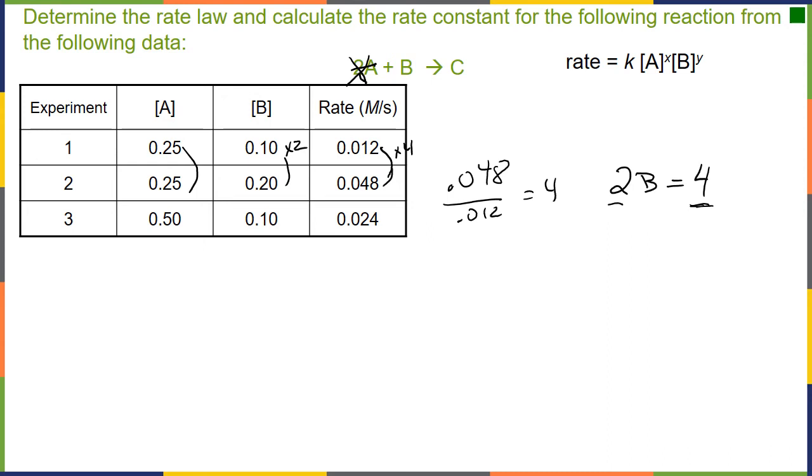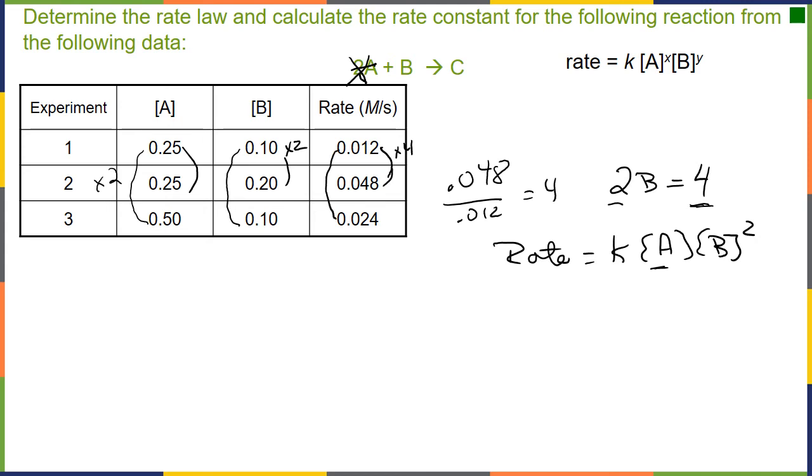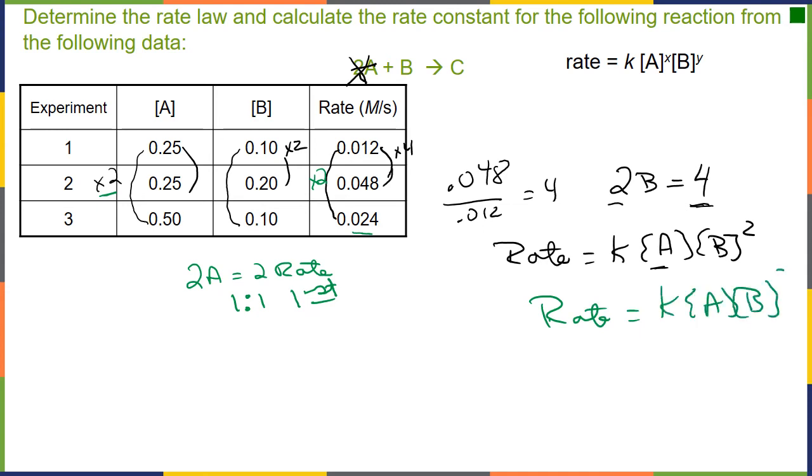Or if we do this longhand, actually let's finish this one, then do it longhand. So here we go. This tells us the rate is equal to some k times A times B squared. We need to find out A as well. We're going to find A by using runs 1 and 3. We're doing 1 and 3 because A is going to go up by 2, and our rate is also going to go up by 2, from 0.012 to 0.024. It tells us that as our rate goes up by 2, 2A is equal to 2 times the rate. These are 1 to 1, which tells us that it is first order with respect to A, giving us that rate is equal to k times A times B squared. And our job would be to find k.